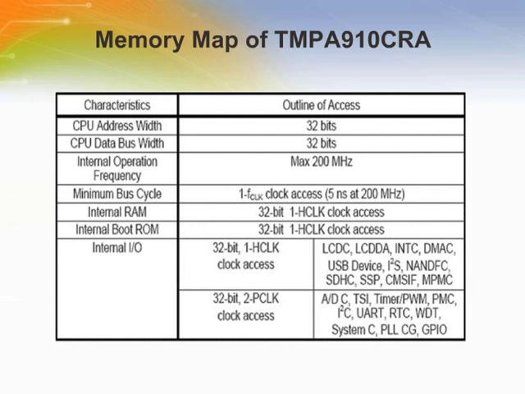Here we show details about the memory mapping for the device. The device has 32 bits of CPU address width, 32 bits of CPU data bus width, and a 200 MHz maximum operating frequency. The TMPA910CRA has boot modes determined by the external pin settings. They are: number 1 is boot memory setting, number 2 is external memory voltage setting, number 3 is external memory controller setting, and number 4 is JTAG pin setting.